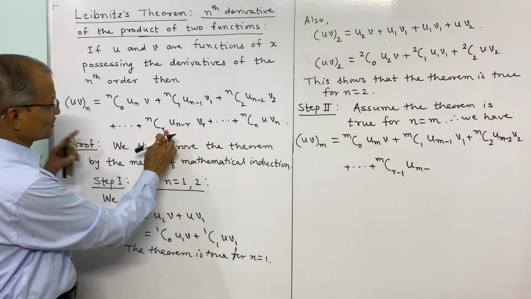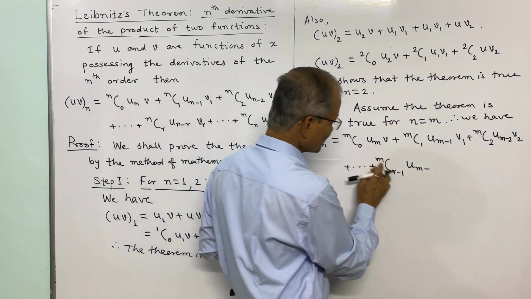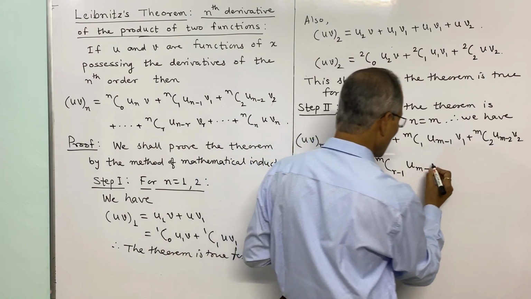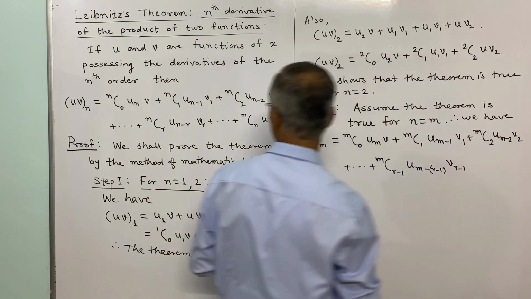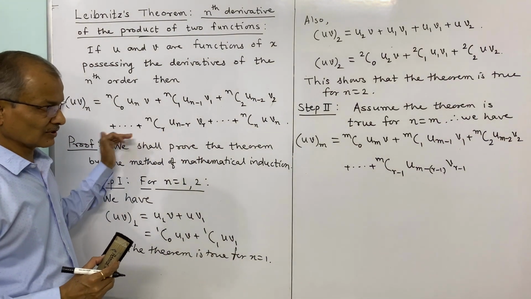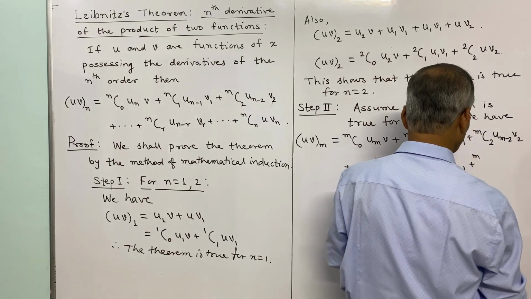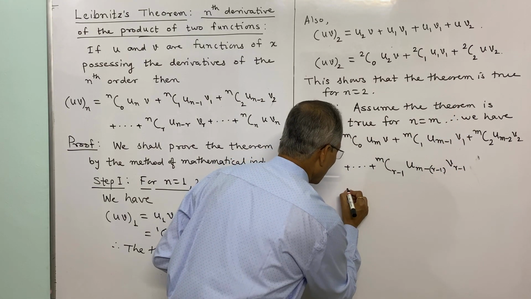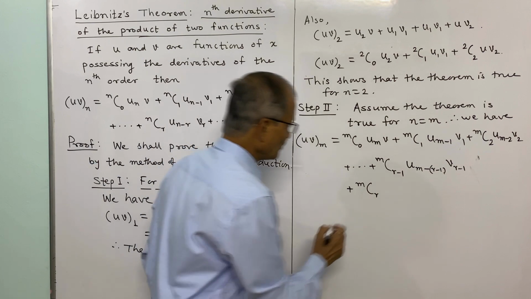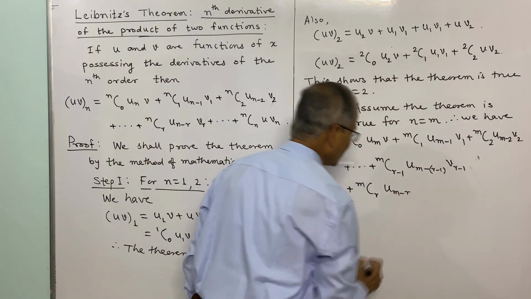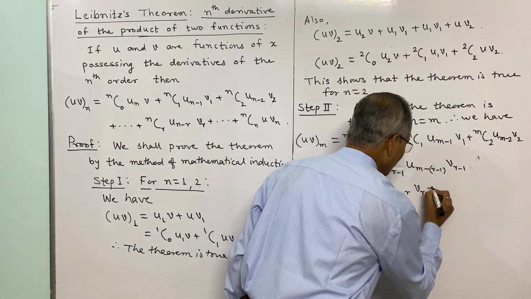So the difference of these two is the order of the derivative. We are writing the previous term, so therefore the difference of these two is the derivative, that is m minus r minus 1. v r minus 1, the derivative of v. That is the earlier term to this, and plus the next term is m choose r, u, the derivative of u is m minus r, the m minus r derivative of u, vr, and plus so on.